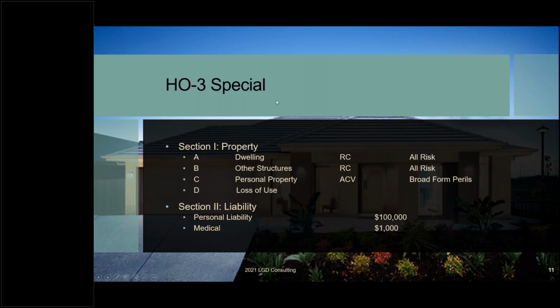Now HO3 is a special form. Again, we've got the replacement costs or reconstruction costs on the structures, actual cash value on your personal property. But instead of broad form perils on everything, the HO3 is better than HO2 because now we're giving you all risk coverage on your structures. You still have your broad form coverage on your personal property, but you've got the great coverage on the buildings now. Liability is the same.